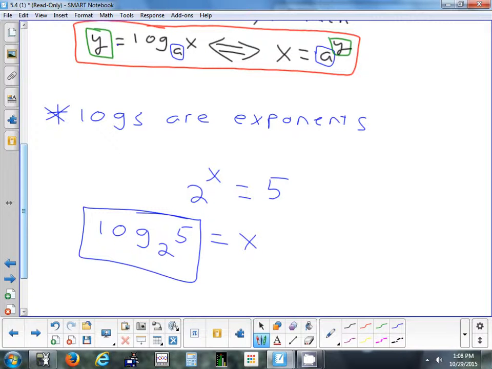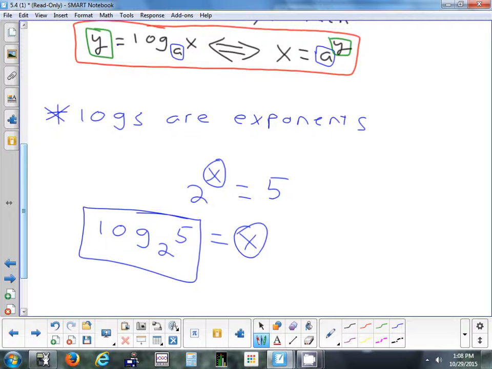So anytime you want to solve for your exponent, it's going to equal a log. That's why I said logarithms always equal exponents. Logarithms are exponents. That's what they're used for.